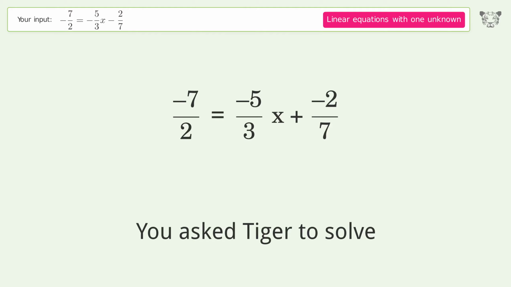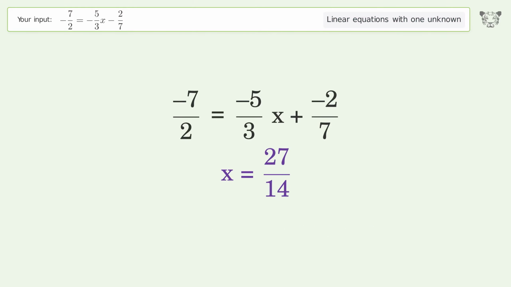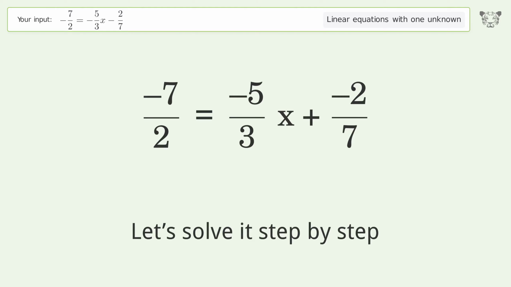You ask Tiger to solve. This deals with linear equations with one unknown. The final result is x equals 27 over 14. Let's solve it step by step.